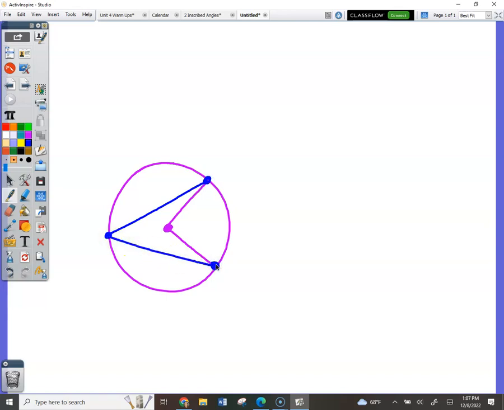All right, look right here. The purple angle is central. The blue angle is inscribed. Y'all with me?